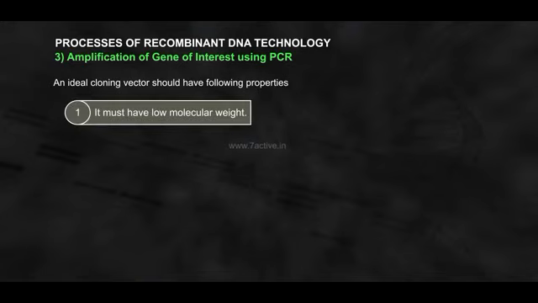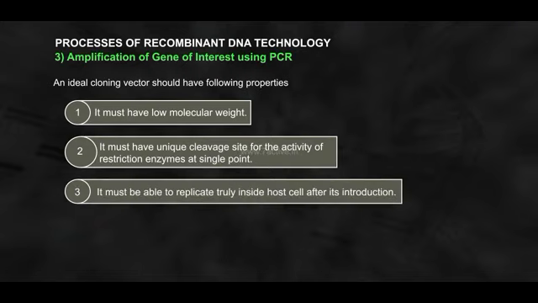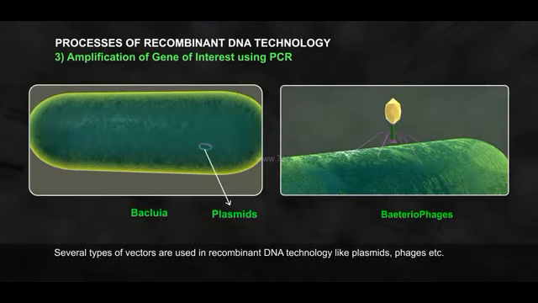1. It must have low molecular weight. 2. It must have a unique cleavage site for the activity of restriction enzymes at a single point. 3. It must be able to replicate truly inside the host cell after its introduction. 4. It must contain genes which provide resistance to antibiotics. Several types of vectors are used in recombinant DNA technology, like plasmids, phages, etc.